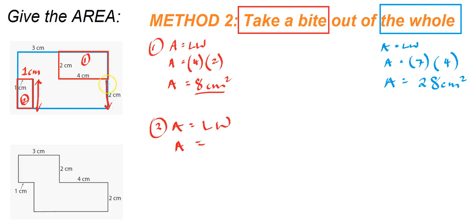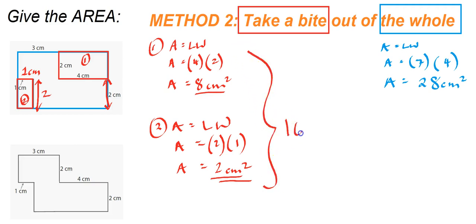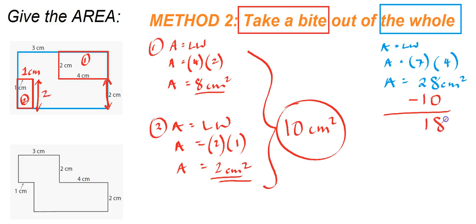Oh, look, it's parallel to that one. They're the same length, so that's 2, right? So it's going to be 2 times 1. Area equals 2 times 1, which is 2 centimeters squared. So if I add 8 and 2, I get 10 centimeters squared. And that has to come away from, this is the size of the bite that I take out of the whole. So I subtract it from the whole. And 28 minus 10 is 18. And so I know that the area of this compound shape is 18 centimeters squared.